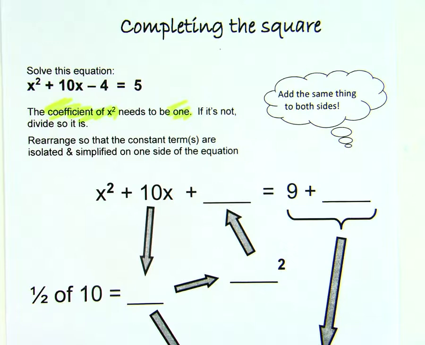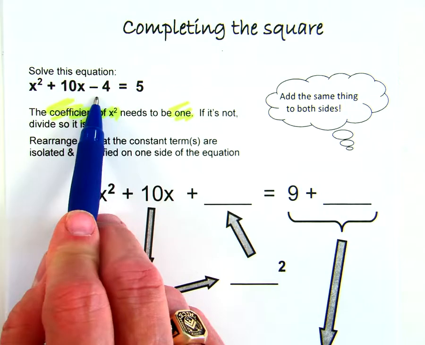Okay, this one is already 1, but there's this errant 4 here. It must be banished out of the land of the x's and go to the other side. Oh, what do I do? Plus 4. There we go. So what's left here then is x squared plus 10x equals 9.